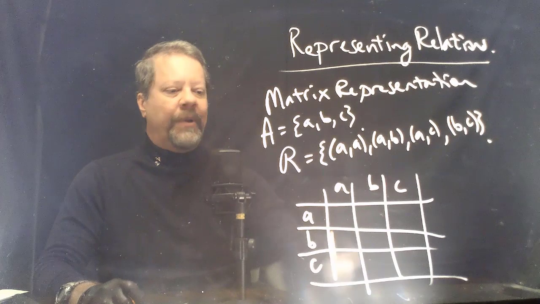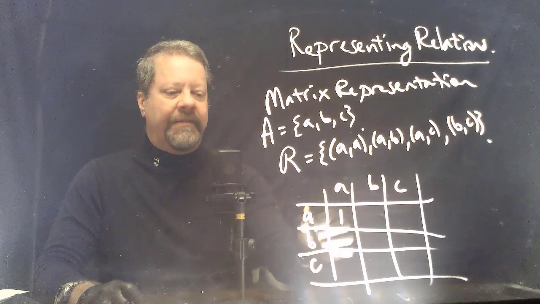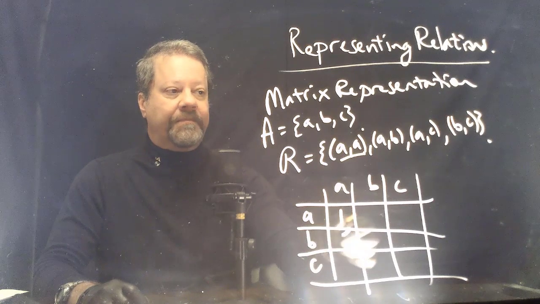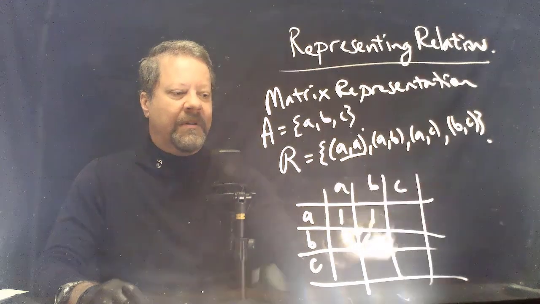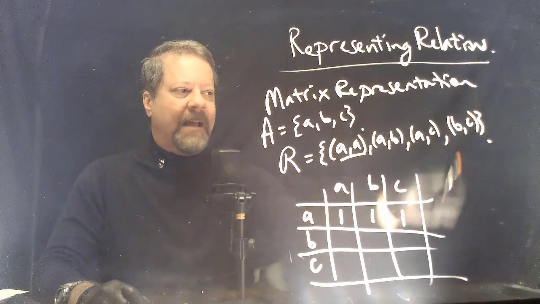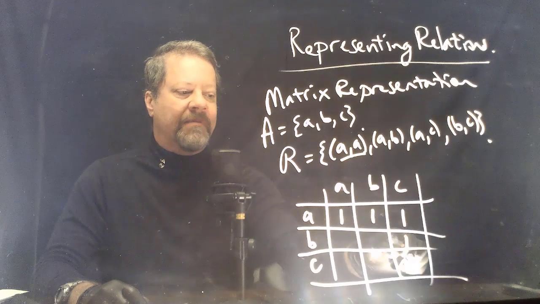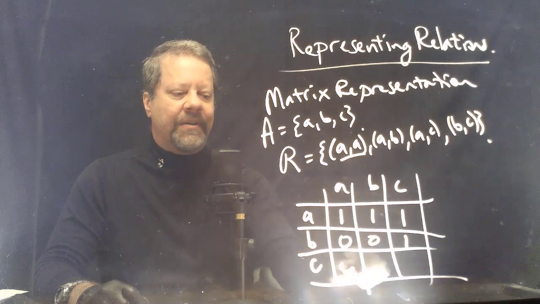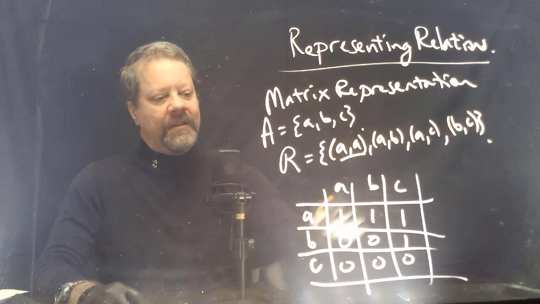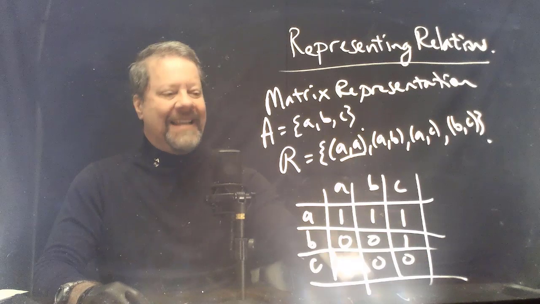and we'll put a 1 in a cell if (a,a) is in the relation. (a,b) is, so we have a 1 in this spot. We have (a,c) in there, and also (b,c). Everything else will get a 0 because they're not in the relation. So we'll denote the points in the relation by this matrix.